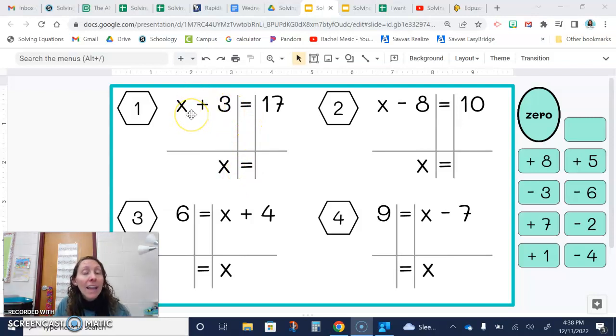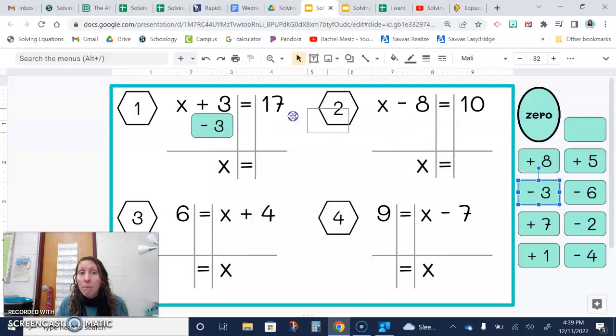So our goal is to get X by itself. With that X, we have plus 3. We have to undo that, so we're going to do the opposite. In math, we call that the inverse. It's like the opposite in terms of verbs. So if you add 3 and you realize that was wrong, you would subtract 3 to undo it. So I'm going to put subtract 3 on both sides.